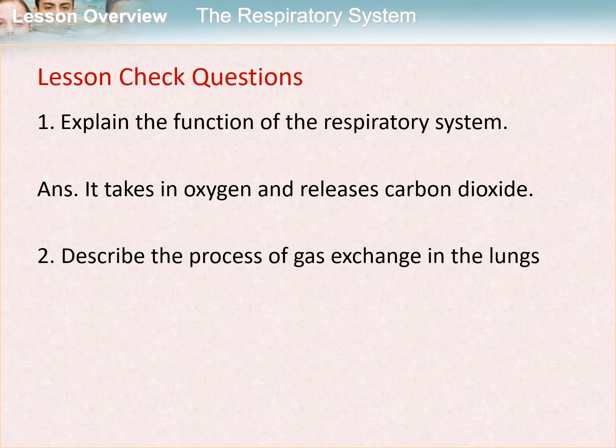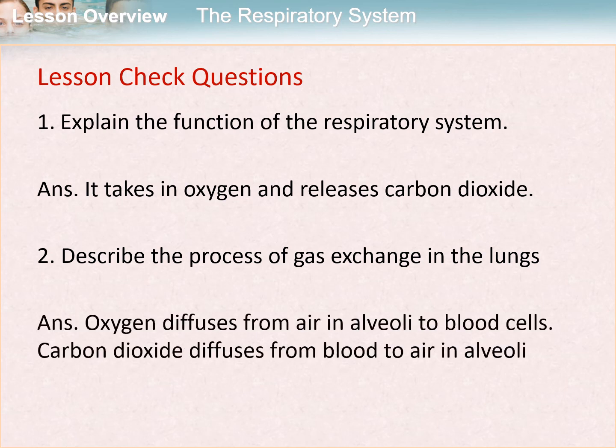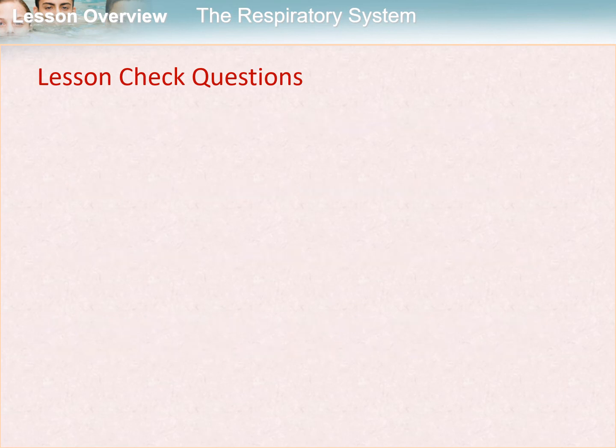Let's try number 2 question. Describe the process of gas exchange in the lungs. What do you think is the answer? The answer is, oxygen diffuses from air in alveoli to blood cells. Carbon dioxide diffuses from blood to air in alveoli.